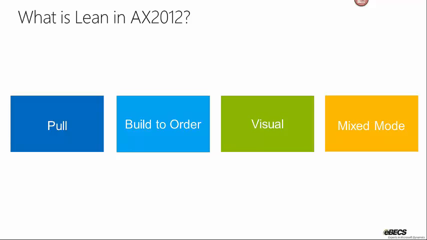Lean is very visual in AX, so we have a number of really cool boards that allow both production and planning to have a better visual experience and make their life easier in AX. And then mixed mode. This goes back to what we talked about in the beginning. But mixed mode is really, you can utilize other areas of production that we looked at with lean. So we can be lean in certain areas, and maybe we use standard discrete in other areas.